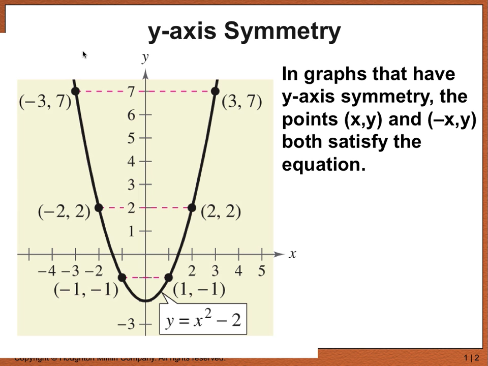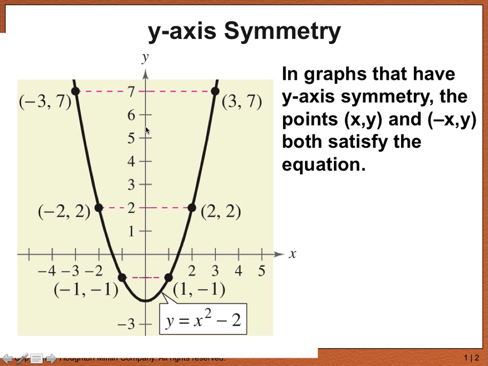And here we have a sample graph that satisfies (x, y) and (-x, y), or y-axis symmetry. Okay, so this is a parabola, y = x² - 2, and we see it has that familiar shape of the parabola. And the reason this is called y-axis symmetry is that it's as if the y-axis is a mirror.